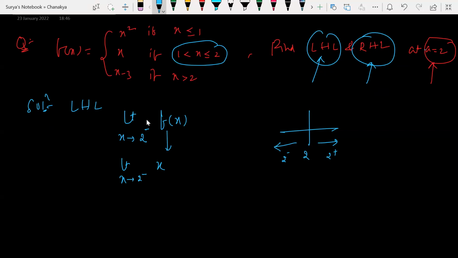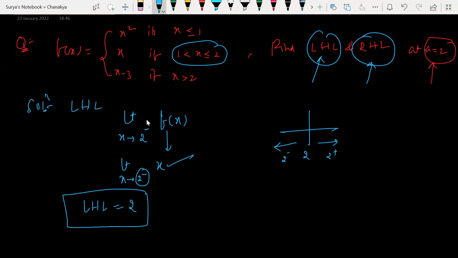So why do we need to take x here? Less than 2, the function given up there is x. Sorry, sir, less than 2 is given up there. Very good. Now what is my LHL? What is the LHL value now? The x value here is 2. Substitute 2 in the place of x. LHL is 2.